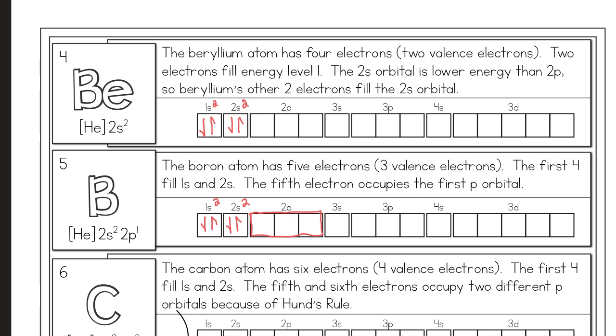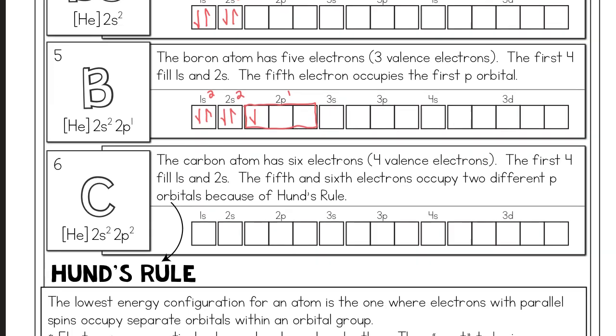So we've used up 1, 2, 3, 4 of our electrons. I've got 1 more left, so I'm going to put that in the first orbital. So this would be 2p1, because I have 1 electron in that p block, or p orbitals.